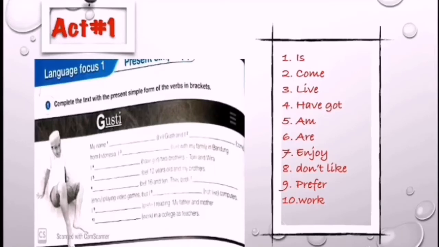We have to insert these words in the blanks. I dash computer. It's not in your activity book, page number 8, so we have to write a helping verb. We will use I do not like computers. I dash reading. I prefer reading. My father and mother dash in a college as teachers. My father and mother work in a college as teachers.